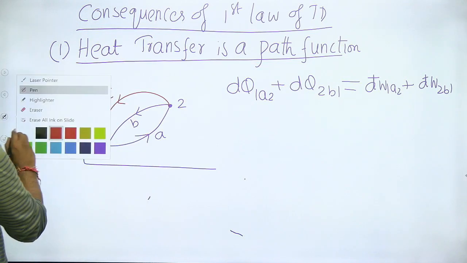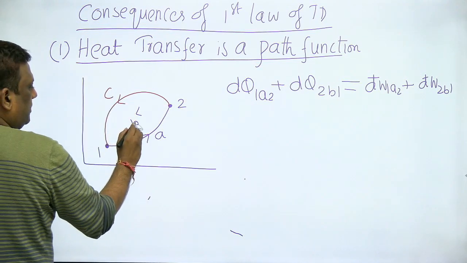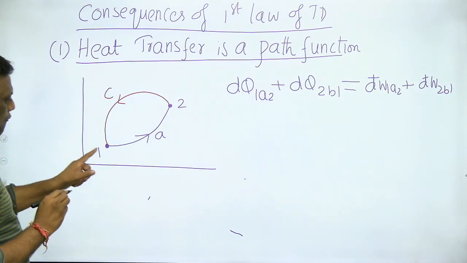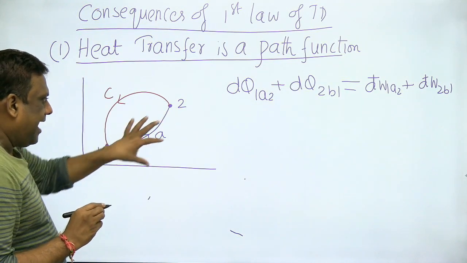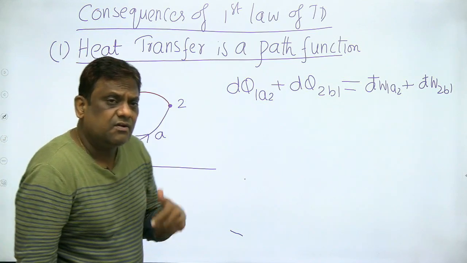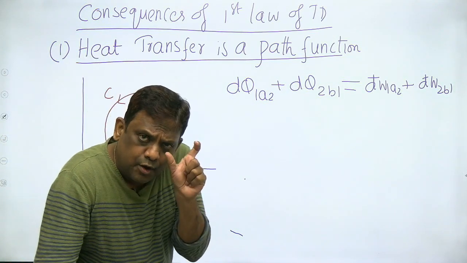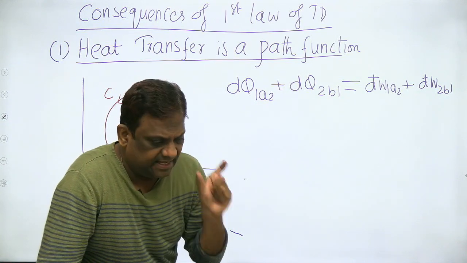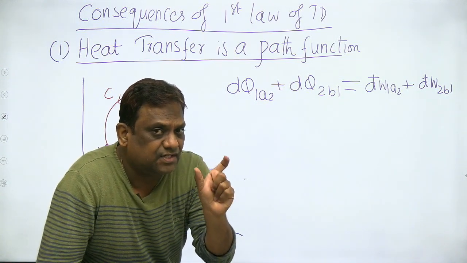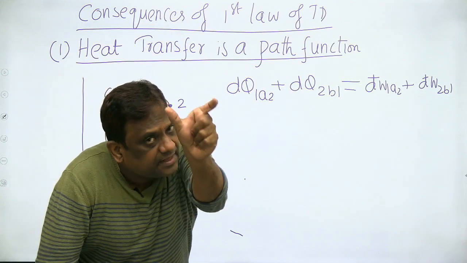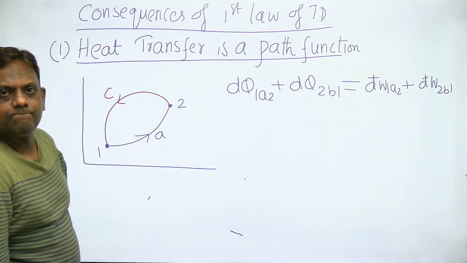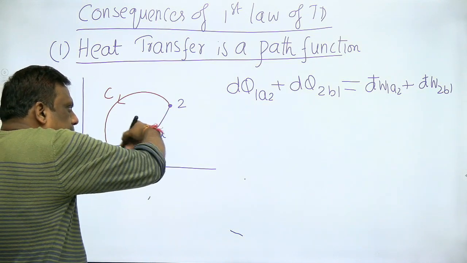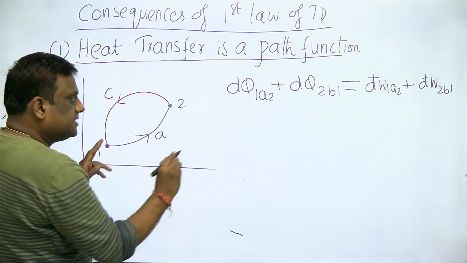For the time being, you forget this. There is one more cycle, that is 1A2C1. You may be wondering, sir, why are you taking a cycle? Because as of now, I have an equation only for a cycle. I do not have an equation for a process. That's why I am taking a cycle. So I can write a similar equation.